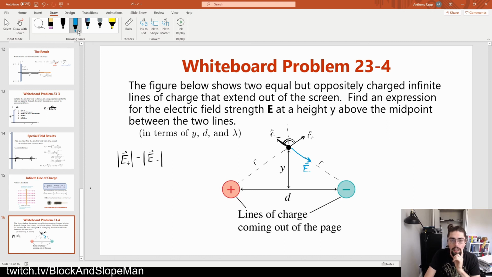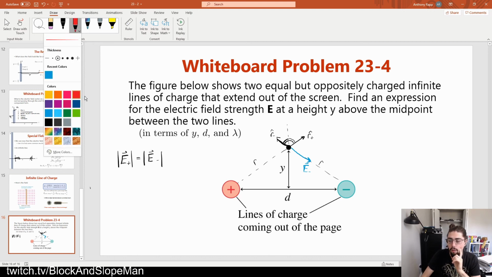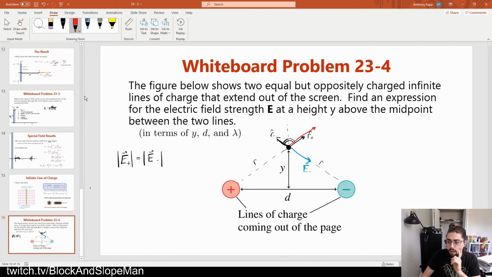Okay, and let's draw in the red one as well while we're here. The positive field points like that. And I know sky blue is not the same as teal, but I've got a limited palette. Okay, well, we almost saved ourselves a bunch of work, but wait a minute.